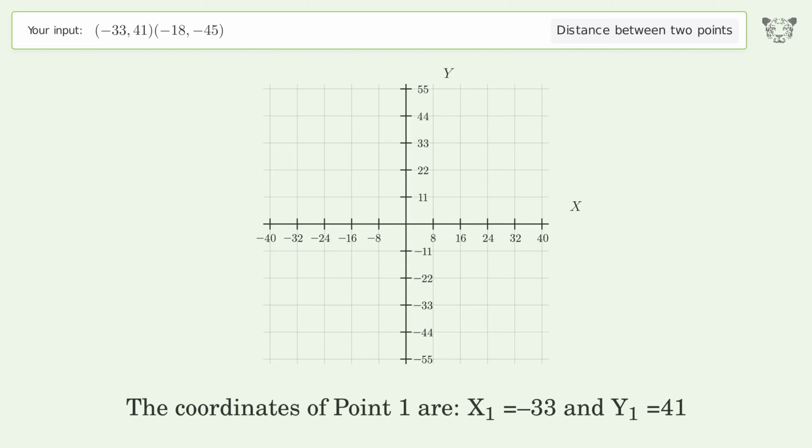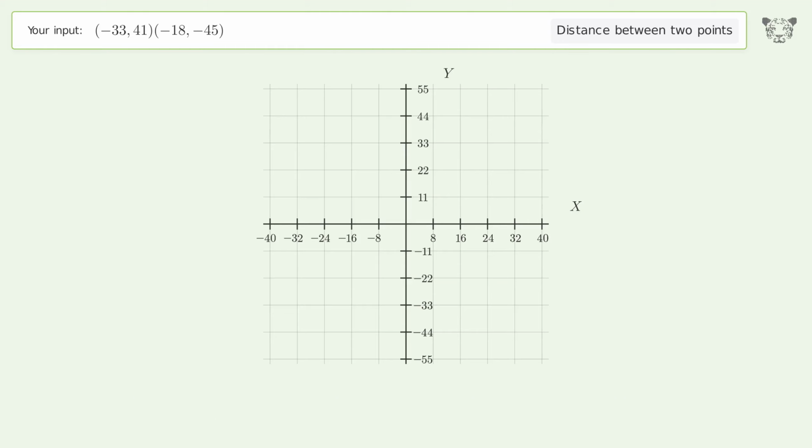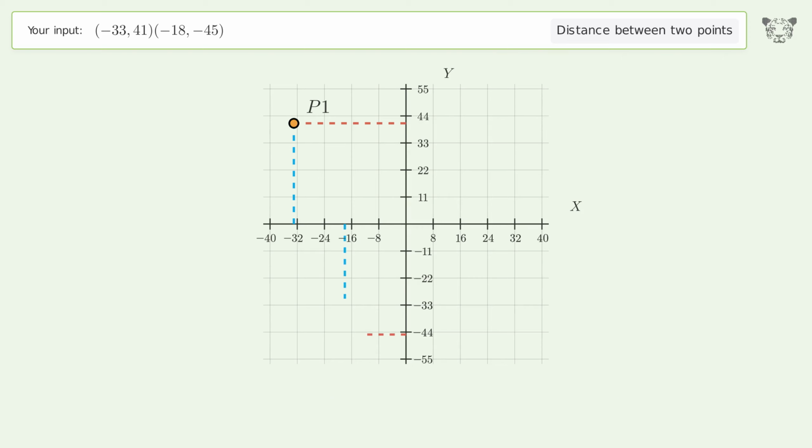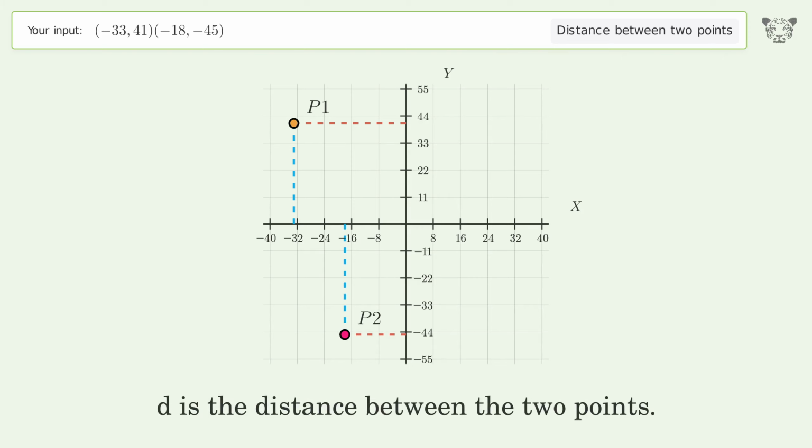The coordinates of point 1 are x1 equals -33 and y1 equals 41. The coordinates of point 2 are x2 equals -18 and y2 equals -45. D is the distance between the 2 points.